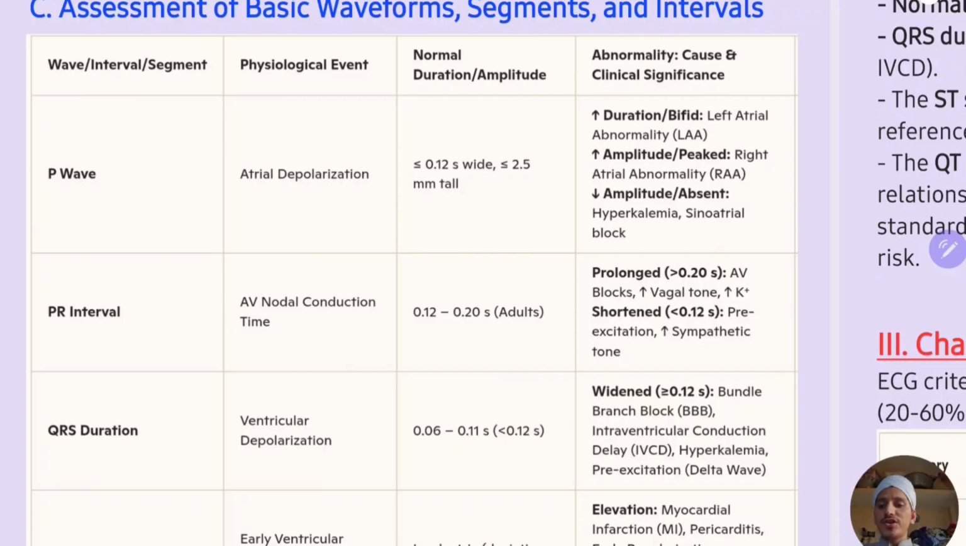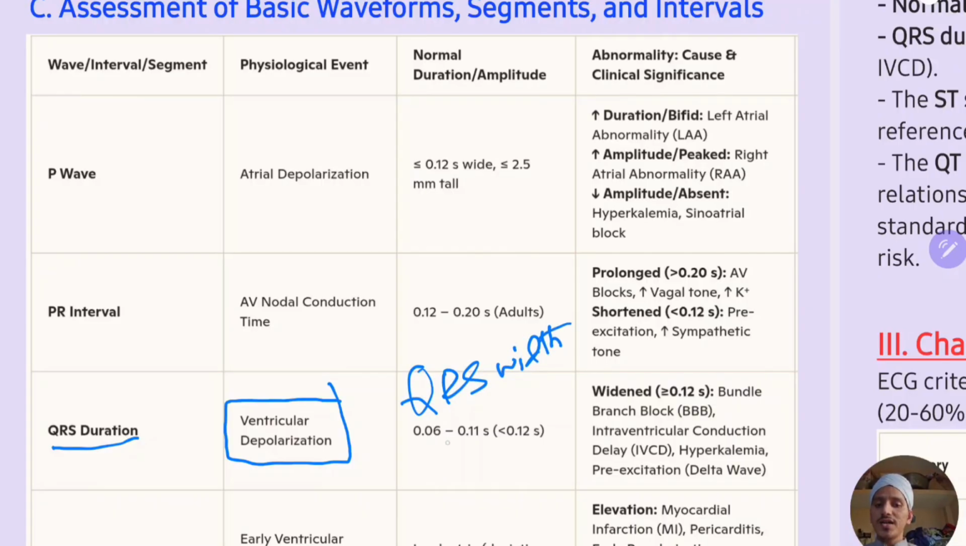Now we will know about QRS duration. Very important. What does QRS duration signify? It implies ventricular depolarization. Normally the width of the QRS complex is less than 3 small squares. Remember this, less than 3. Instead of telling you 0.12, which is hard to remember, I am discussing these things in terms of small squares or large squares, which is easy to remember. So QRS width is less than 3 small squares normally.